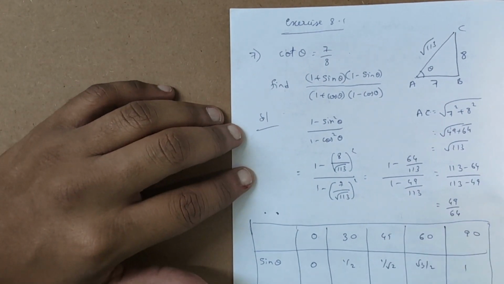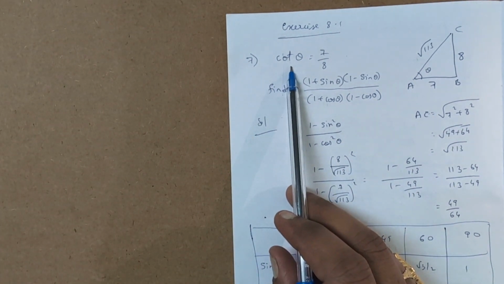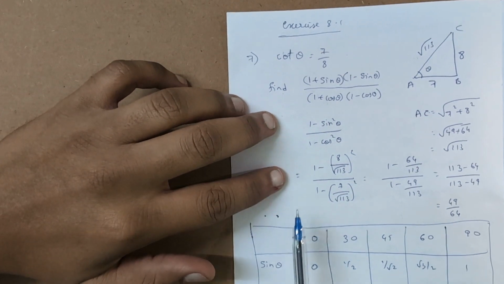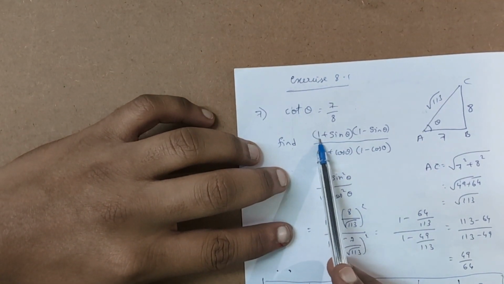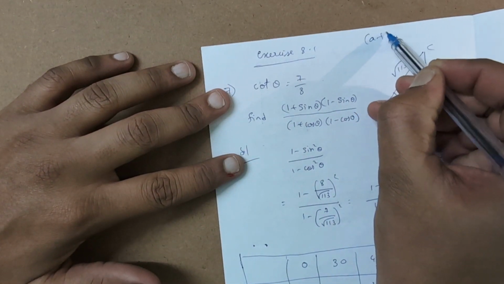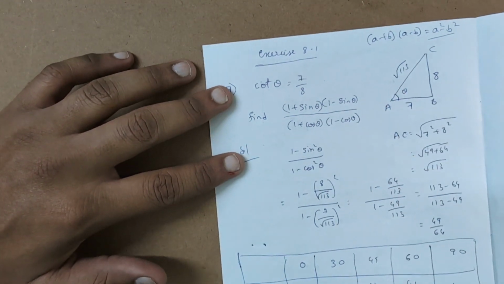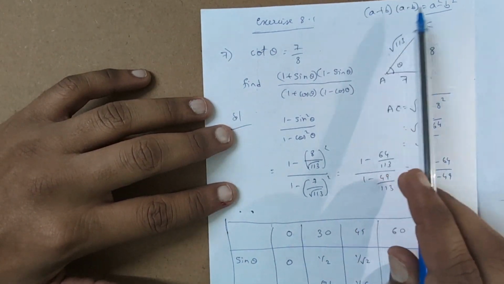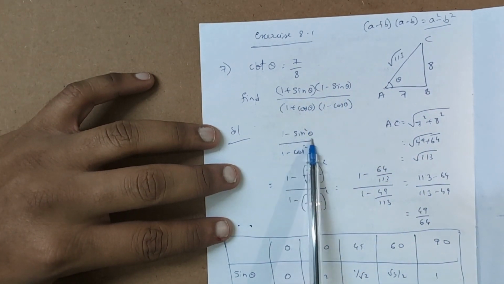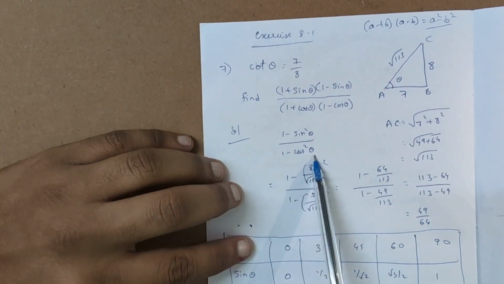Let's have a few examples from exercise 8.1. They have mentioned cot theta equal to 7 by 8, and they are asking to evaluate this expression. For this expression, which you already know, it is in the form of a plus b into a minus b. What is a plus b into a minus b? It is equal to a square minus b square. Using this, we write 1 plus sin theta into 1 minus sin theta equal to 1 minus sin square theta, as well as 1 plus cos theta into 1 minus cos theta equal to 1 minus cos square theta.